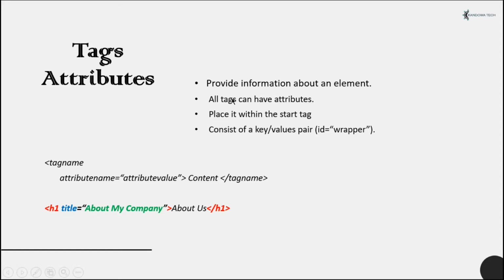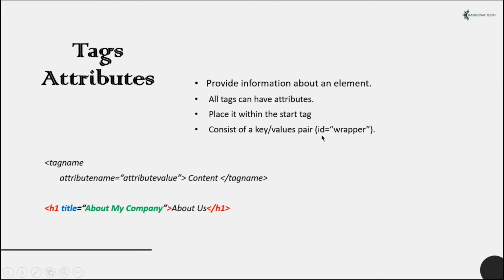All tags can have an attribute. Doesn't matter, it can be an h1, it can be a p tag, it can be an image tag. To add an attribute to an element, you place it within an opening tag or a start tag. And one thing that you also need to know, whenever you are writing an attribute, an attribute should always consist of a key and value pair. A key, or some may refer to it as an attribute name, and then the value, which is the attribute value.